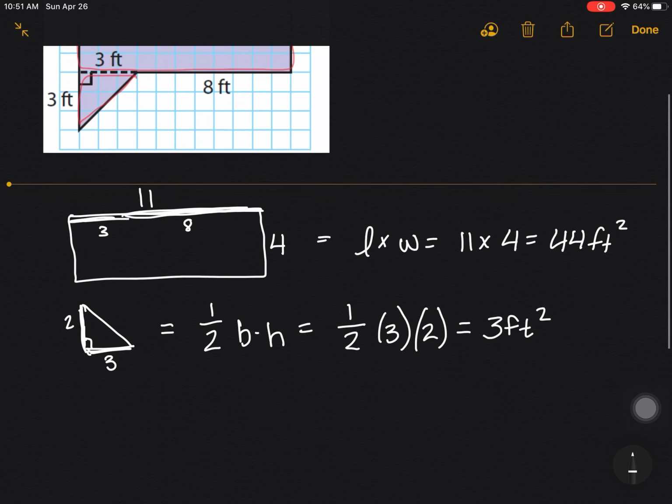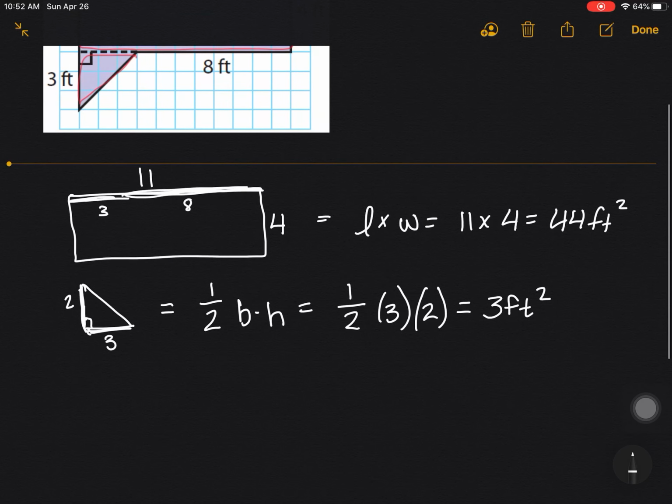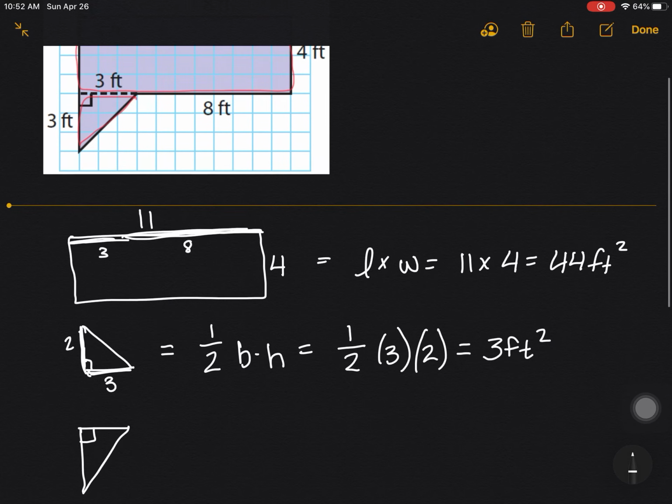Now, let's move on to the area of this bottom triangle. So remember that these triangles are not the same size. Notice how I'm drawing each shape separately. This is a good strategy for you to get used to.